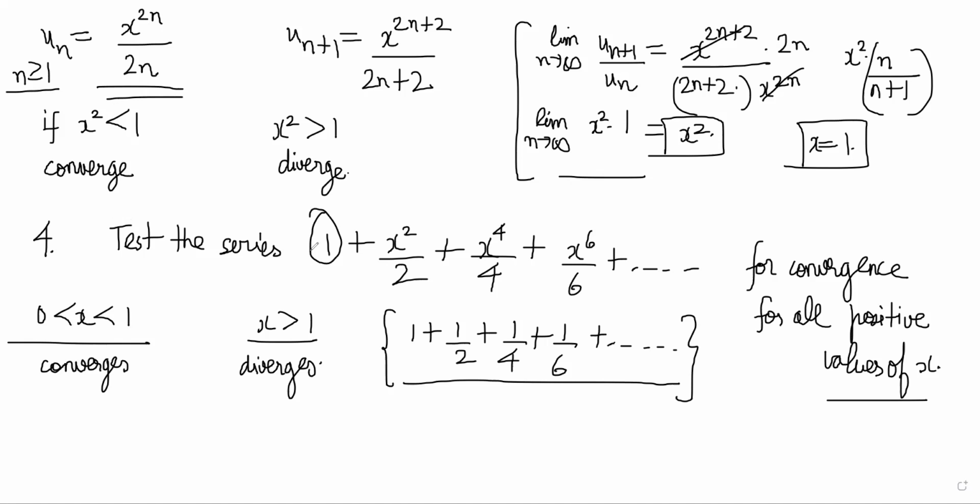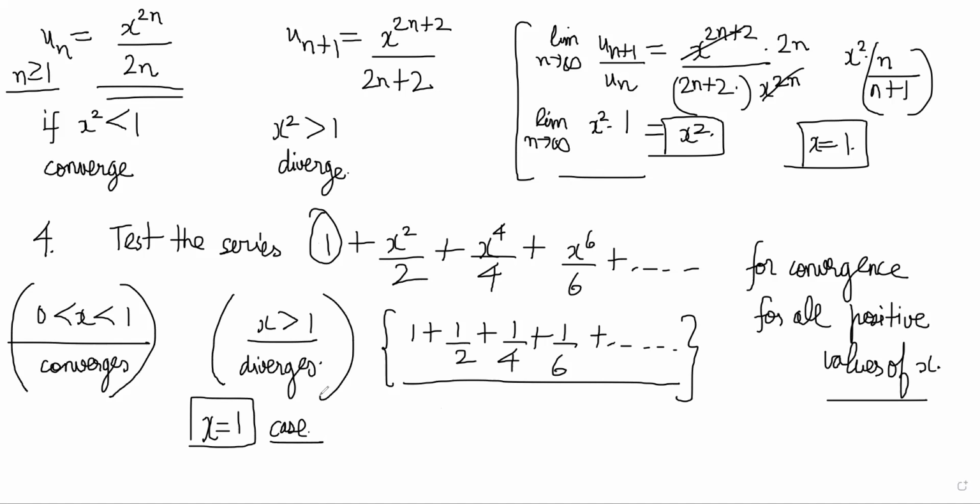Have you understood how we decide for the x is equal to 1 case? x is less than 1 converges, x greater than 1 diverges, actually equal to 1 also diverges, right?